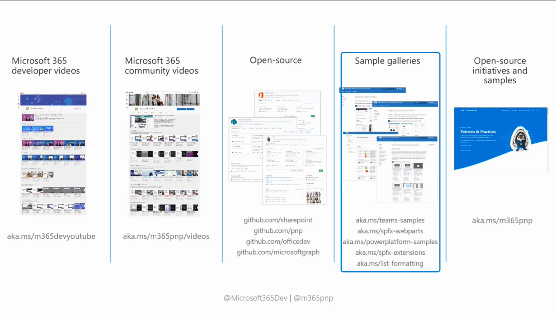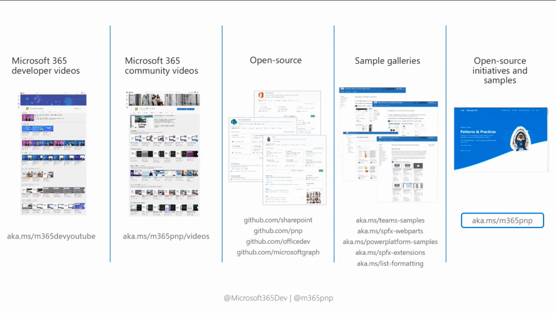And then we have sample galleries. These galleries are fantastic because they're accelerator kits or they're learning opportunities. They're contributed by everyone in the community, such as amazing people like yourself. And so we would absolutely love for you to use them and contribute back. There are a number of URLs here, though, but you do not need to keep track of all of them. aka.ms/m365pnp is the one-stop shop for you to be able to access all of this amazing community goodness.